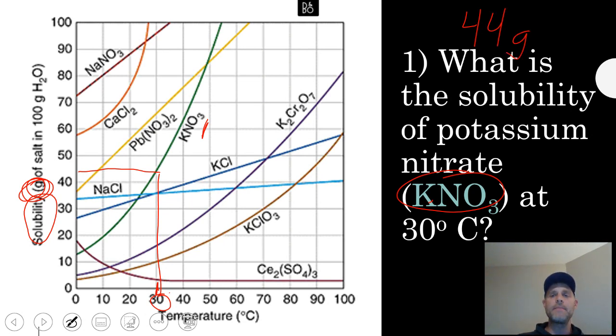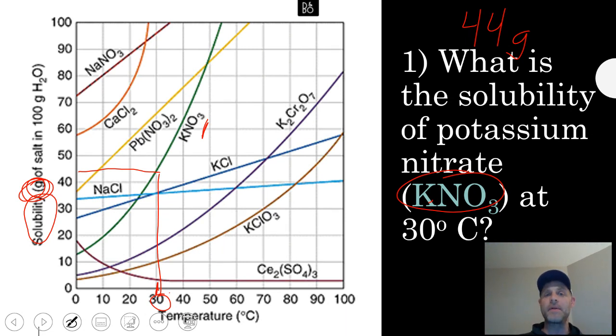And what does that mean? That means if I have potassium nitrate in 100 grams of water, and it's at 30 degrees, the max capacity would be about 44 grams. I could dissolve 44 grams of potassium nitrate as long as it's 30 degrees.